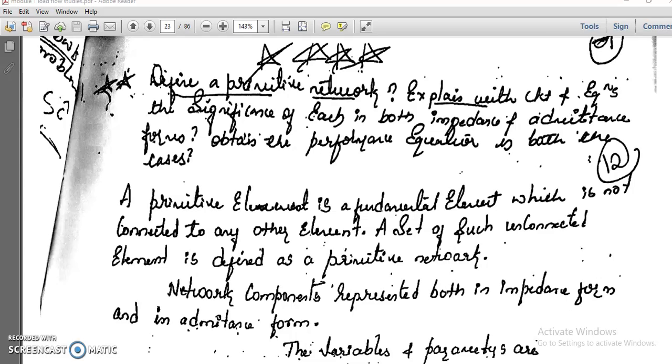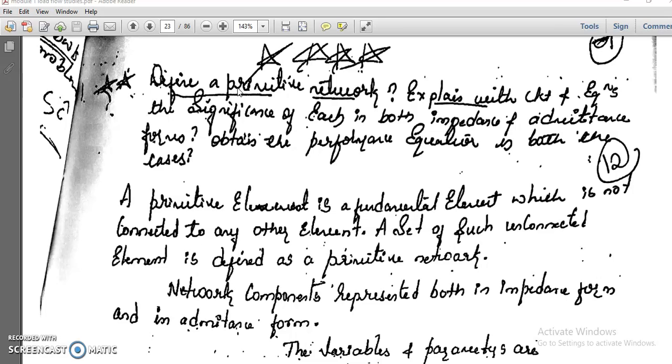Okay, dear students, today's topic I'll be going on primitive network. In previous videos, I have gone through the introduction section of load flow studies regarding network, and what is the incidence matrix, as well as bus incidence and node incidence matrix. So now I'll be going for primitive network, and this is one question that will be there.